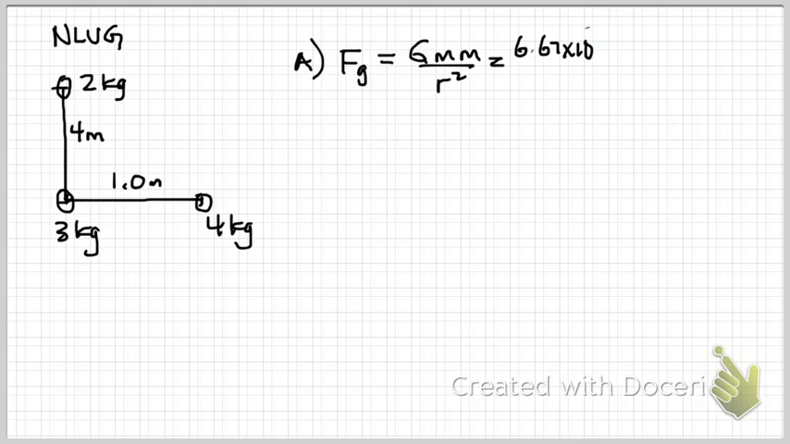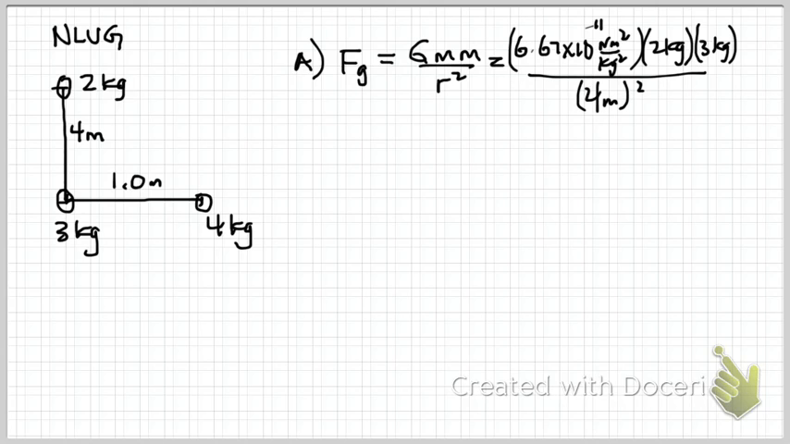I'm going to use our universal gravity constant of 6.67 times 10 to the negative 11th newtons meters squared per kilogram squared, multiplied by both of those masses, divided by their distance from each other squared, and I get a force of 2.5 times 10 to the negative 11th newtons.